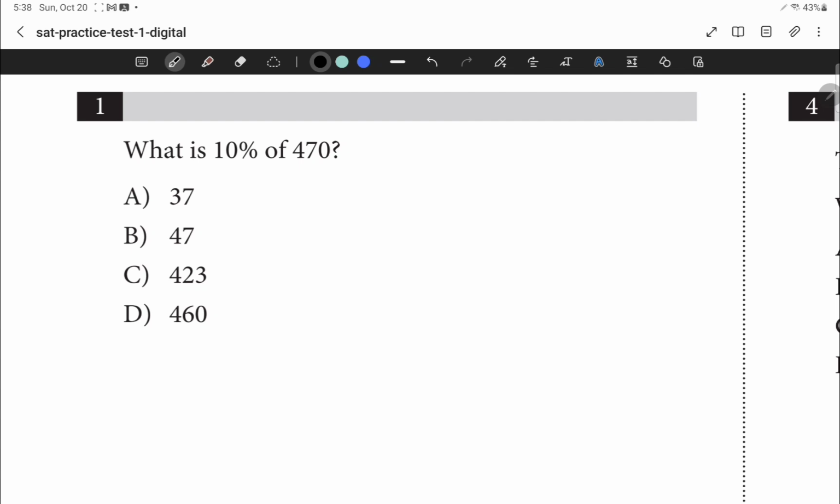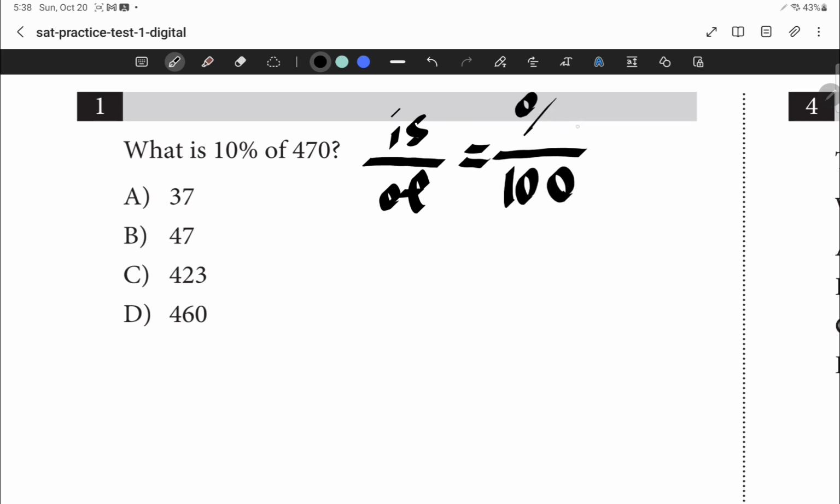Number 1 is talking about proportions. It's asking what is 10% of 470. Now, this is not very difficult. All you really have to do is write your proportion formula. If you don't remember your proportion formula, this is it. The first thing we're going to put here is is over of, equals percent over 100.